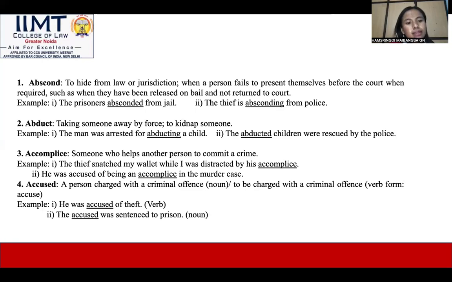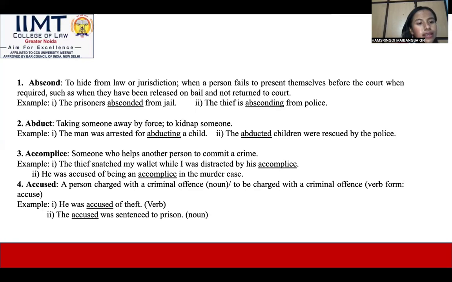The sentence is the thief snatched my wallet while I was distracted by his accomplice. The second one is he was accused of being an accomplice in the murder case. It means here in this sentence, he was also helping the main accused.